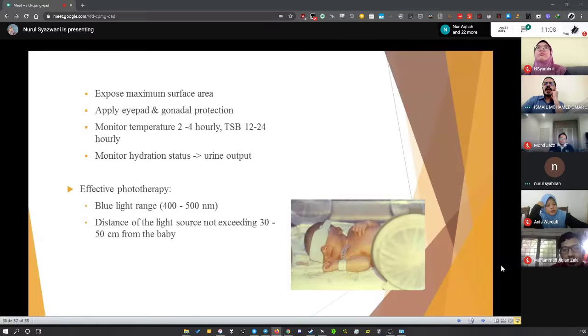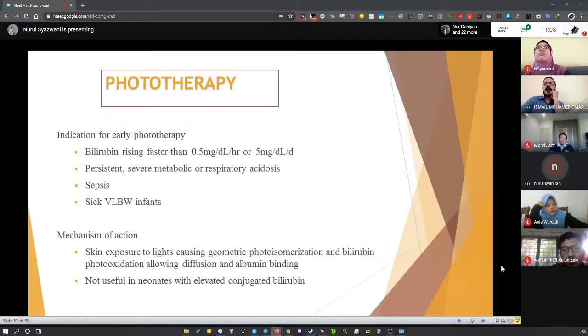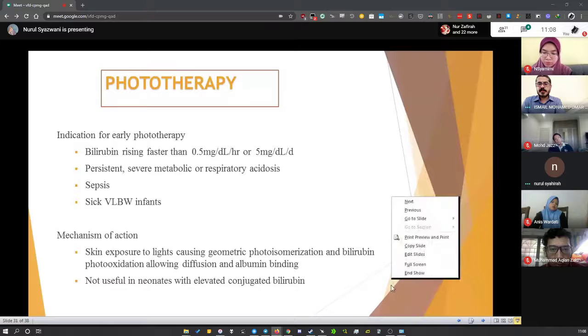I will stop you, Shahira. Go back to the previous slide. You said it is not useful in neonates with elevated conjugated bilirubin. So there will be one complication if we use phototherapy for conjugated bilirubin. Anyone knows the complication? What complication happened to the baby?